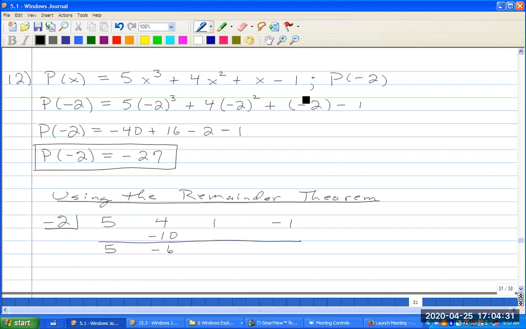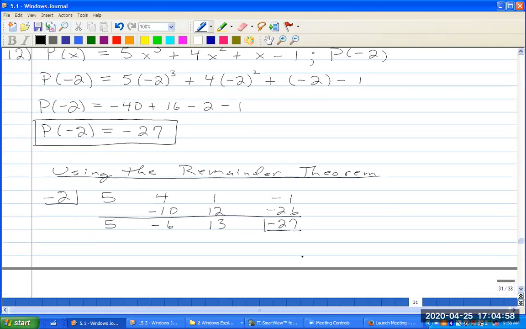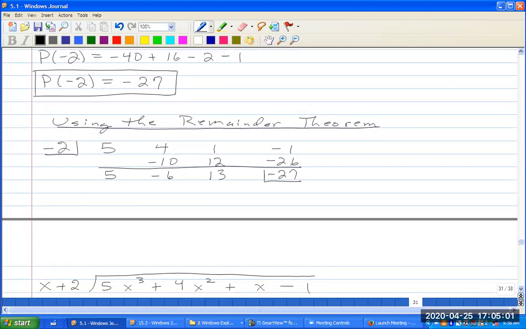Okay, so let me just check something. Okay, so negative 27 is correct. Okay, so positive 12. Positive 12. There it is. That gives me 13. That gives me minus 26, minus 27. Okay, there. Yes. Okay, so that says by the remainder theorem, P at negative 2 equals negative 27.